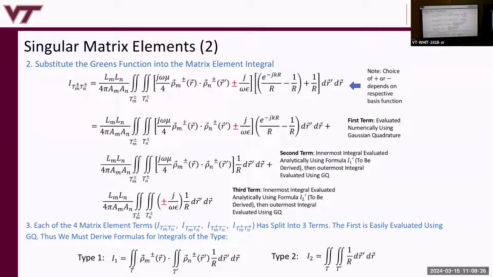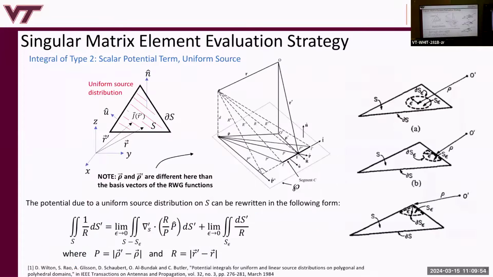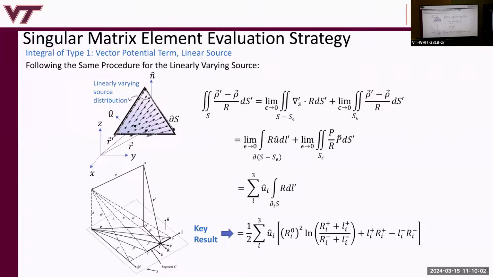Okay, good. So what you notice about these two terms is that this is linearly varying because rho varies linearly. So the current on this varies linearly. We have to integrate a 1 over r singularity for a linearly varying function. This one is all constants, right? So this one is constant. We have to integrate a 1 over r singularity for a constant source distribution. So you'll see that we're going to break this into two things. We have uniform source distribution, that's what's associated with the third term, with the scalar potential, and linearly varying source distributions for the first term, right?